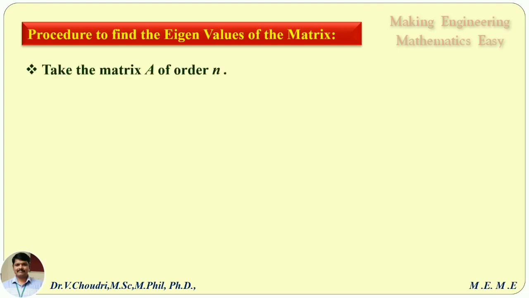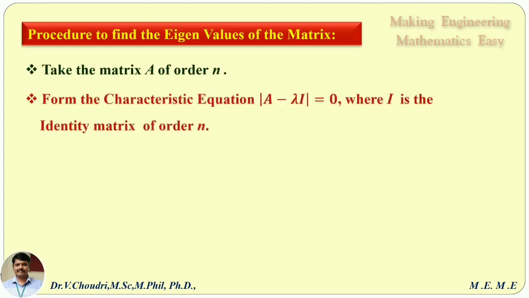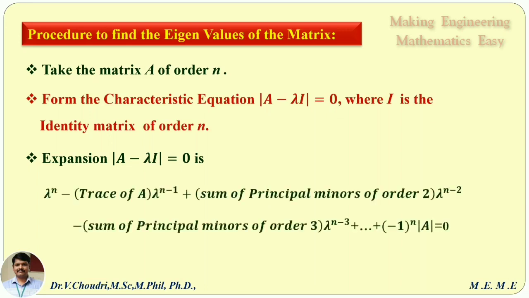First, take the matrix A of order n. Second, form the characteristic equation: determinant of A minus lambda I equal to 0, where I is the identity matrix of order n. Expanding, it comes lambda power n minus trace of A into lambda power n minus 1, plus sum of principal minors of order 2 into lambda power n minus 2, minus sum of principal minors of order 3 into lambda power n minus 3, and so on up to minus 1 power n determinant A equal to 0. Look, all the terms have alternate signs.